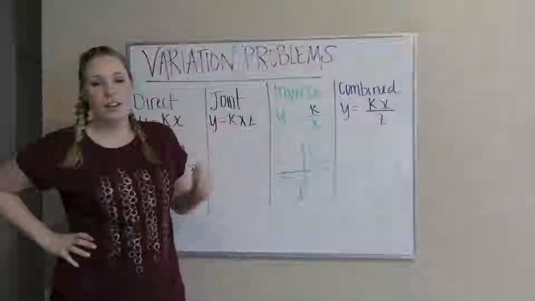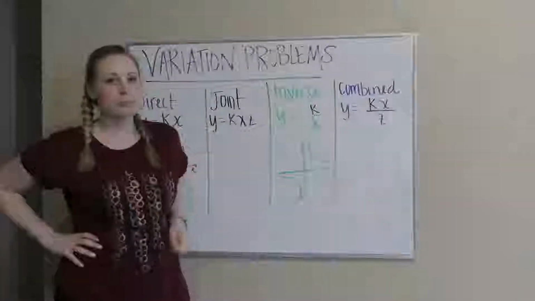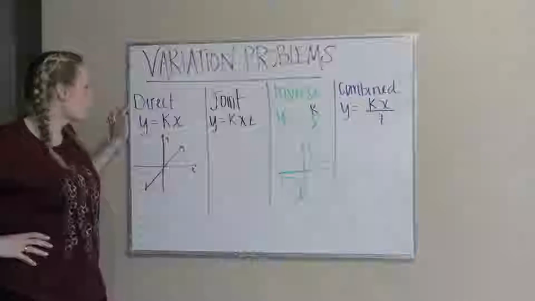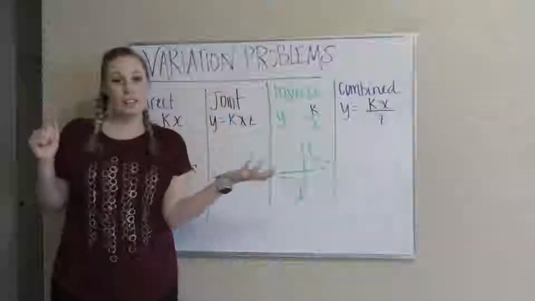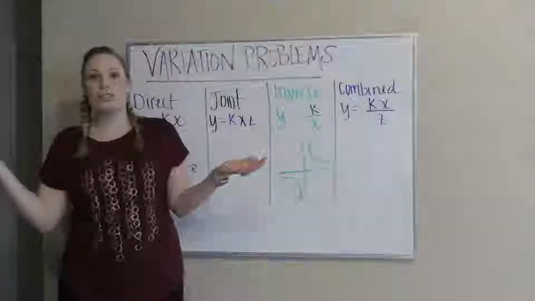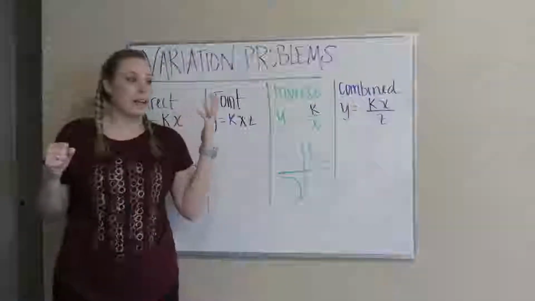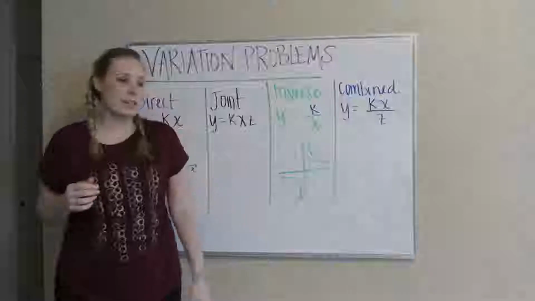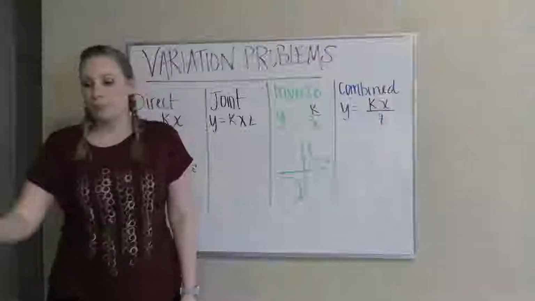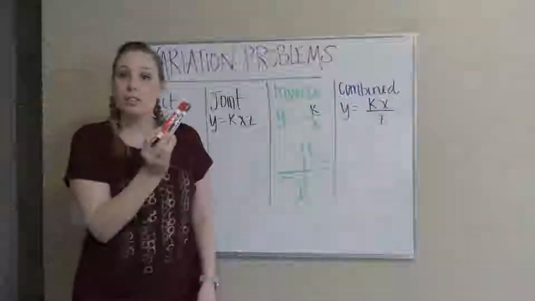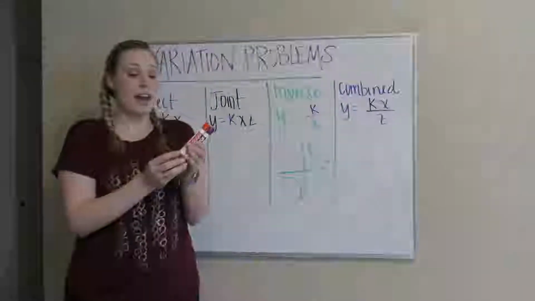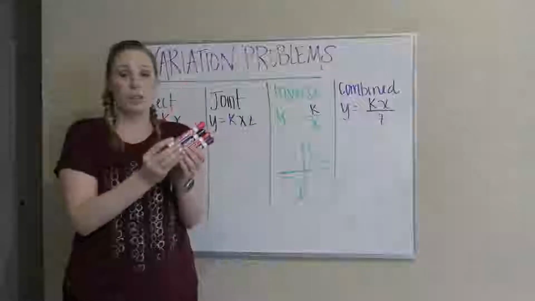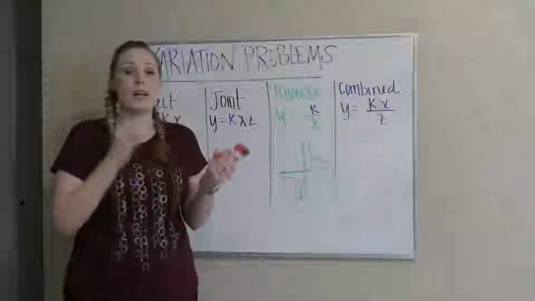Variation problems. There are 4 different types of variation, and the first one is direct variation. Direct variation means that as x increases, y increases directly. As x decreases, y decreases directly, or at exactly the same rate. So if you have 2 markers, and you want to say that these 2 markers double, then it's going to be 4. And if 4 doubles, then it's going to be 8. And no matter what, it's going to go directly.